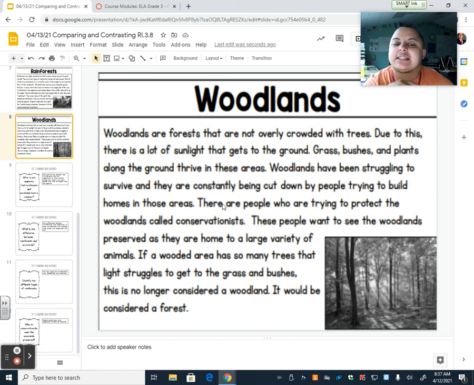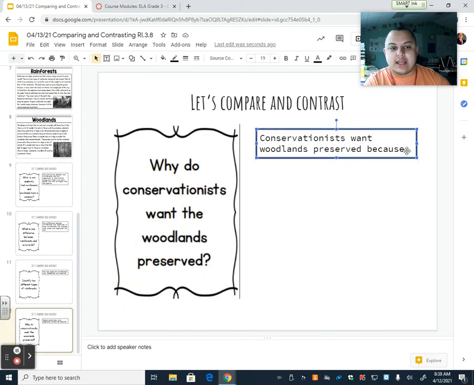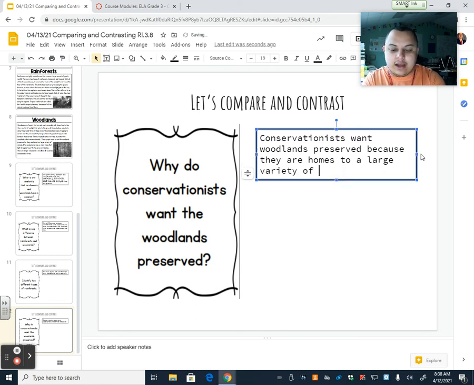Here it says there are people who are trying to protect the woodlands called conservationists. These people want to see woodlands preserved as they are home to a large variety of animals. So, what is the reason that these conservationists want these woodlands preserved? They want them preserved because they are homes to a large variety of animals.